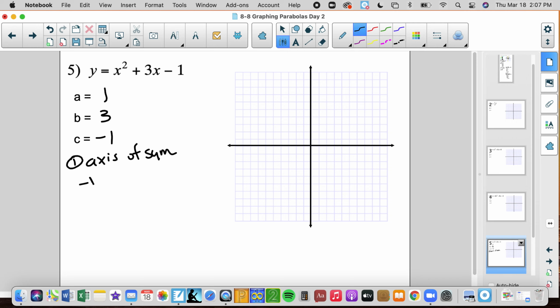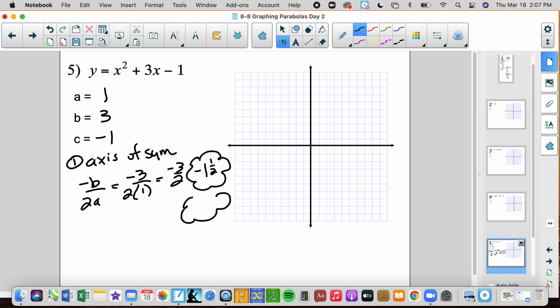And the axis of symmetry is the opposite of B over 2A. That gives me -3/2. So understand that -3/2 is -1/2. It's also -1.5. I'm okay with any of those 3 values. Since we have to find the location on the x-axis, I like the -1/2 or -1.5. So -1/2 is right here.